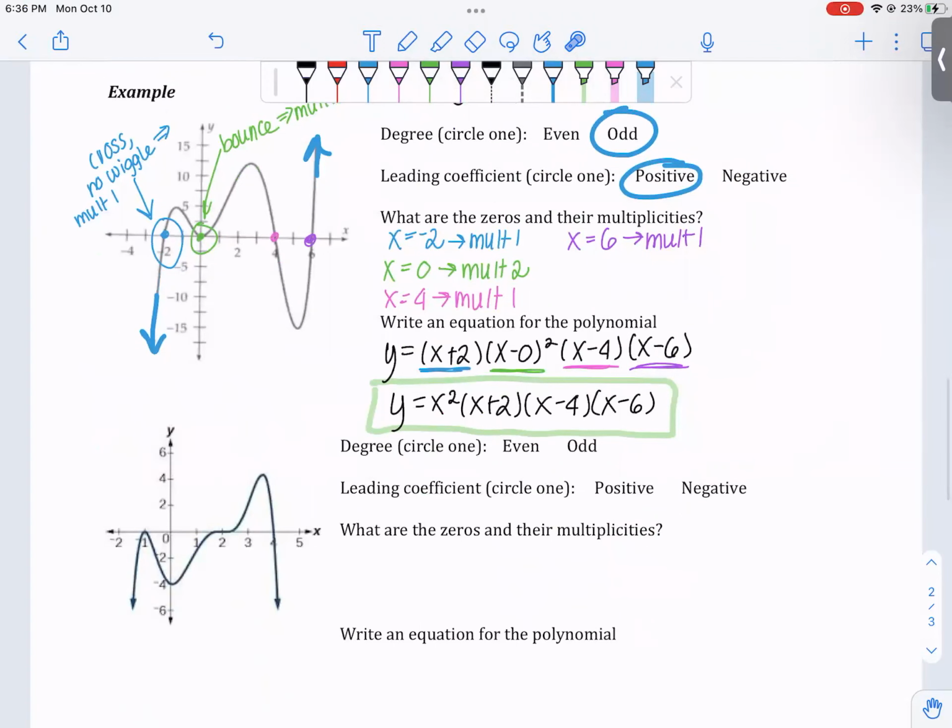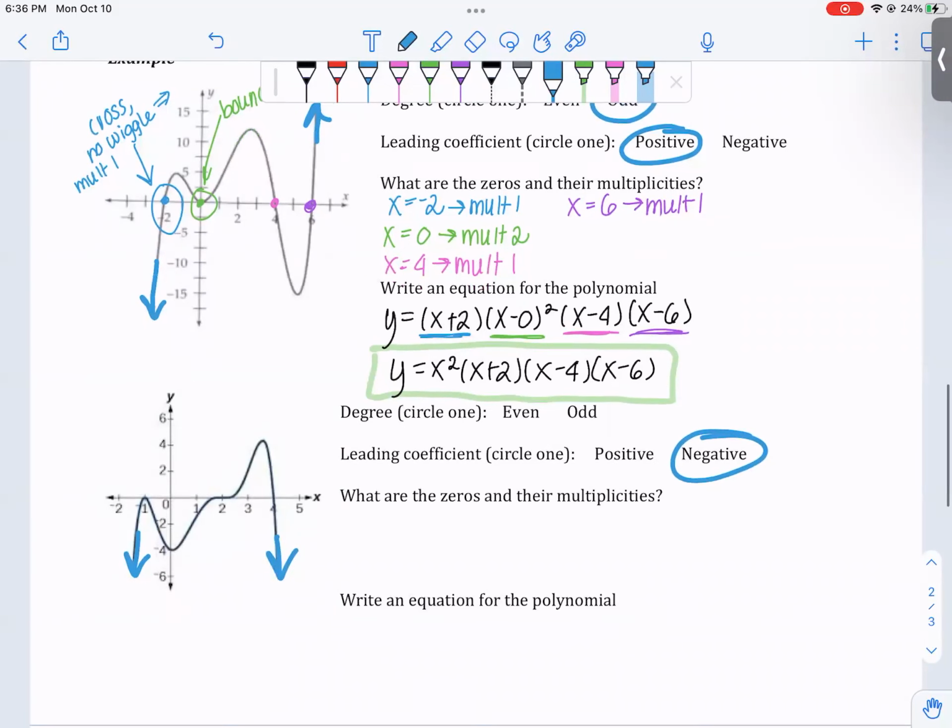Let's look at this guy here. For the end behavior, it goes down as it goes to the right. So we know that the leading coefficient is negative. That also tells us when we go to write our equation that there needs to be a negative out here. So I'm just going to put it in. The end behavior goes in the same direction, which means the degree is even.